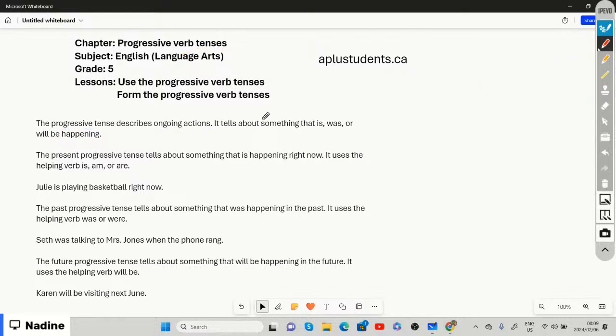All right. So now, when we talk about the present tense, we mentioned tenses and we said present tense, past tense, and future tense. So if we're talking about the present tense, then the present progressive tense tells us about something that is happening right now in the present. And it uses the verb is, am, or are.